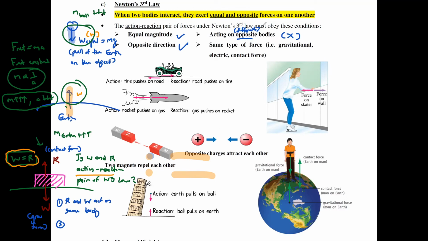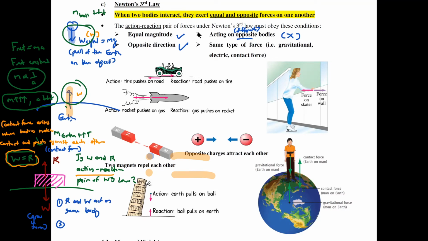Let me write somewhere here in a different color. Contact force arises when bodies make contact and push against each other. Okay, so right now, the R is actually what you know as a contact force. It arises when bodies make contact and are pushing against each other.